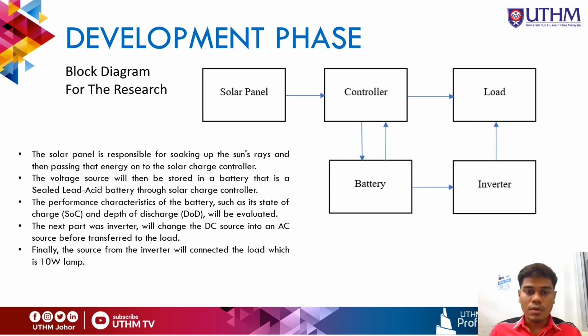I will explain the block diagram for my research. The solar panel is responsible for soaking up the sun's rays and passing that energy to the solar charge controller. The voltage source will then be stored in a battery, which is a lead acid battery, through the solar charge controller. The performance characteristics of the battery, such as its state of charge and depth of discharge, will be evaluated. The next part is the inverter, which will change the DC source to an AC source before it is transferred to the load. Finally, the source from the inverter will be connected to the load, which is a 10-watt lamp.